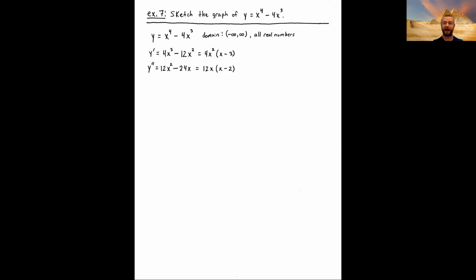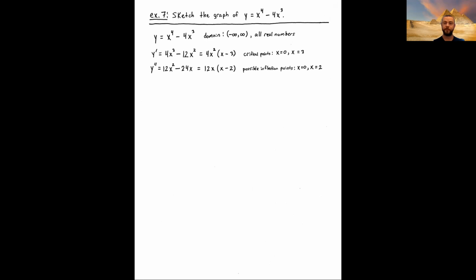Now that we have simplified our first and second derivatives, it's going to be very easy to find our critical points and possible inflection points. And we should find 2 of each. Critical points come out to be 0 and 3, and the possible inflection points are 0 and 2. It's perfectly fine that x equals 0 is both a critical point and possible inflection point. That's not an inconsistency or anything wrong.